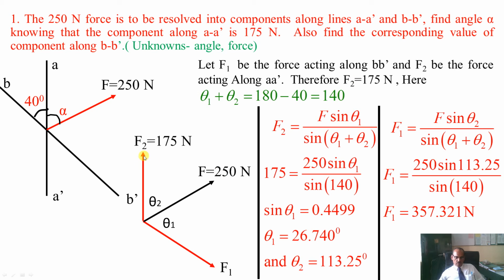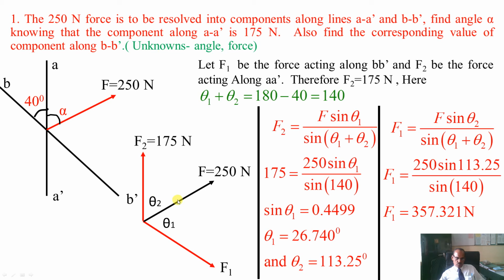Now first write down the component F2. So how will we write F2? F2 will be equal to F sin of the opposite angle theta 1 divided by sin of theta 1 plus theta 2. So F2 is 175, equal to 250 sin theta 1 divided by sin 140. So you will get sin theta 1 equals 0.4499. You will get theta 1 as 26.74. So if you get theta 1, we know theta 1 plus theta 2 is 140, so you will get theta 2, that is 113.25.